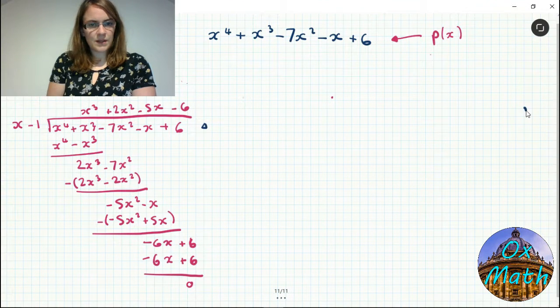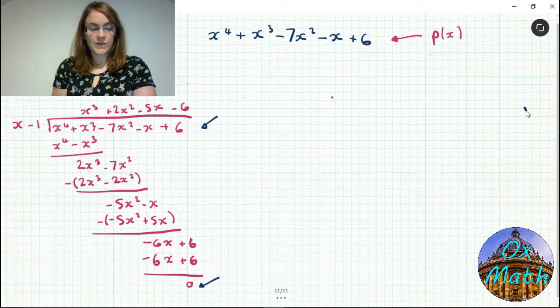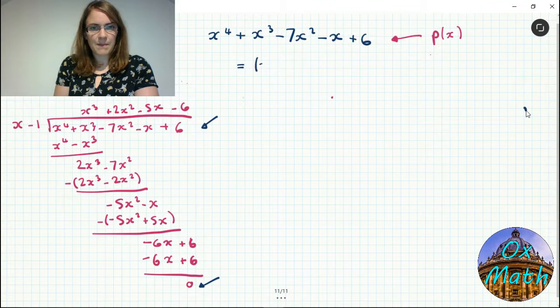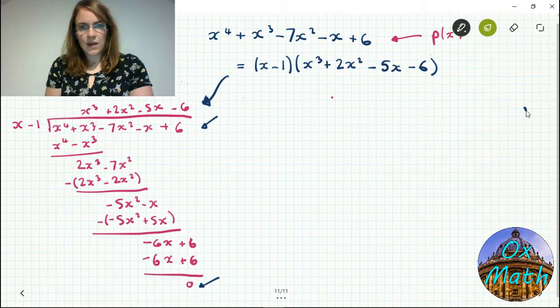So I've done the division here for you, so if you want to pause and have a look at that you can, but this division tells me that there was no remainder, so it was a factor as expected, and I can now factorise x minus 1 out of this polynomial, and that would leave me with x cubed plus 2x squared minus 5x minus 6, which was our quotient here. So we're starting to get there, but now we need to factorise this bit we haven't fully factorised yet.